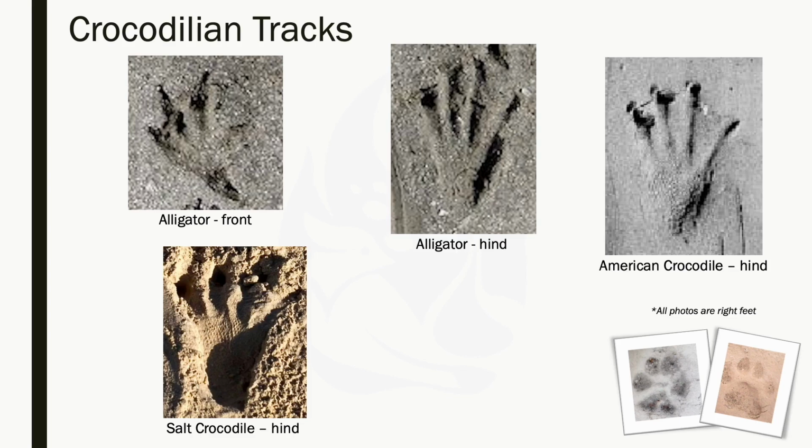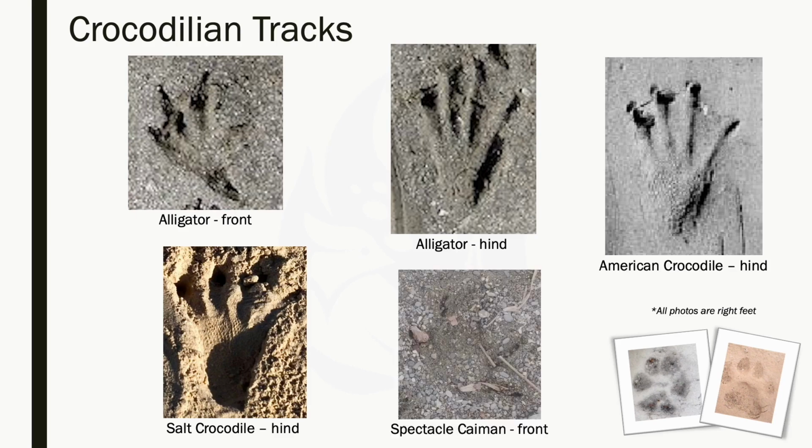Here's a salt crocodile from Australia. It's a hind foot as well. Again, you can see the scales clearly registering here in this sand. And again, you can see 4 toes with, again, being a right foot, that outer toe on the right-hand side of the track, and the larger negative space, the separation between the other 3 toes.